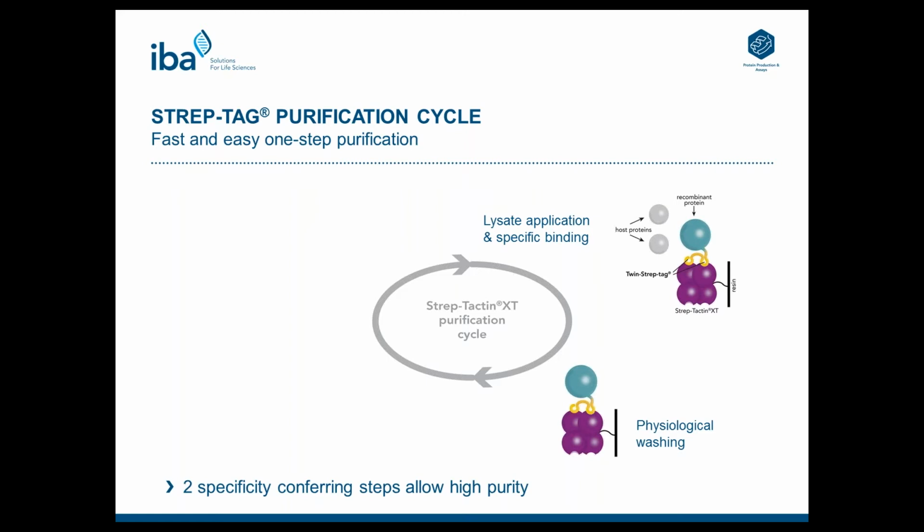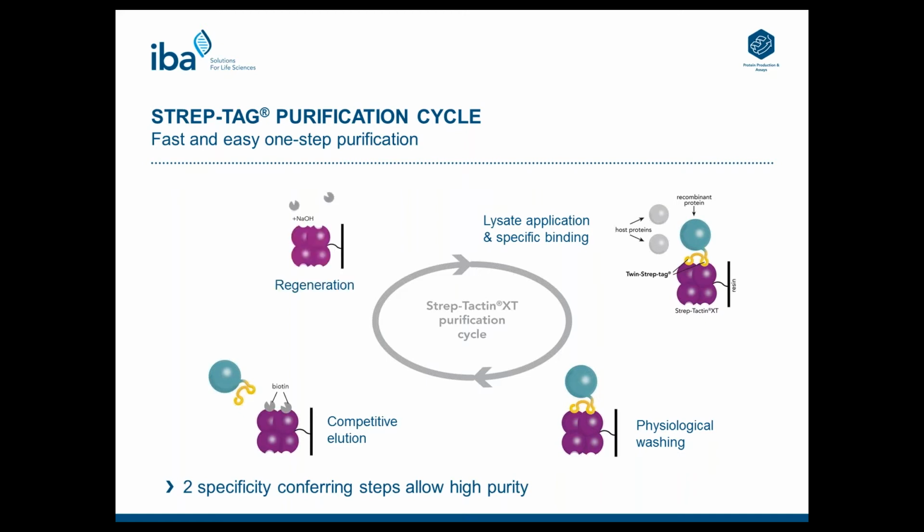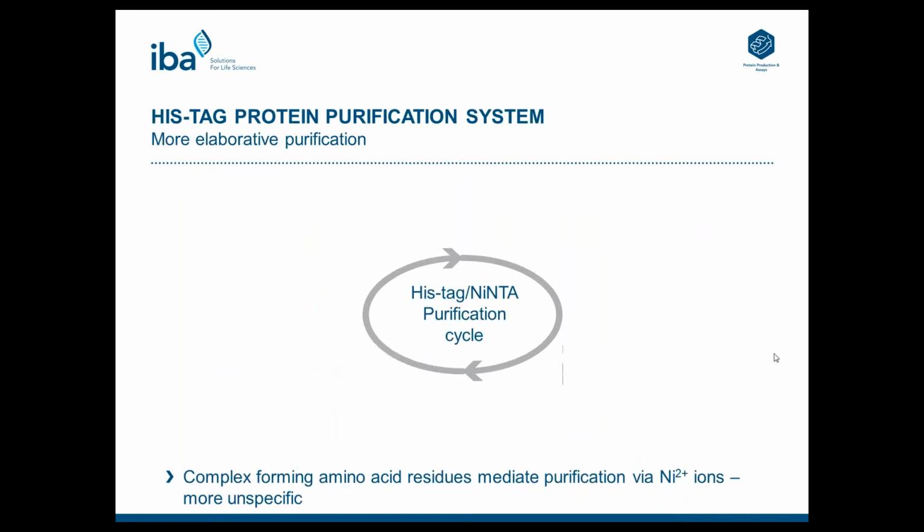After this, the wash of the column is done under physiological buffer conditions, which preserve, for example, the bioactivity of proteins and protein-protein interactions. Then the second specificity conferring step follows. It is a competitive elution using biotin for Strep-Tactin XT. Finally, the resin is regenerated with low-concentrated sodium hydroxide and can be reused at least 3 to 5 times. And when the column is treated properly, you can also reuse it up to 20 times.